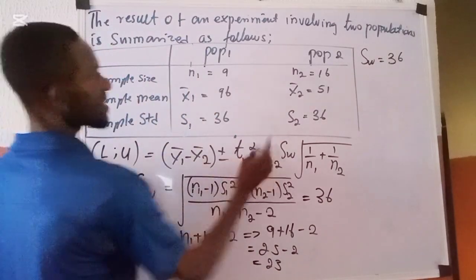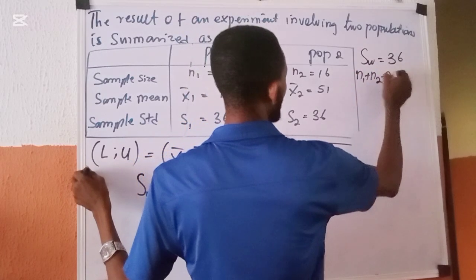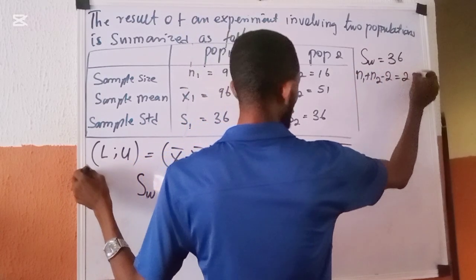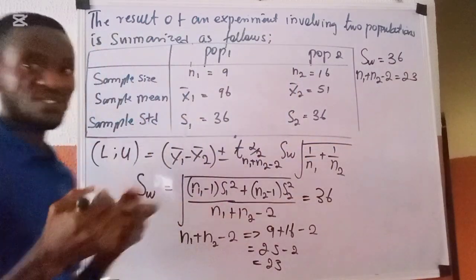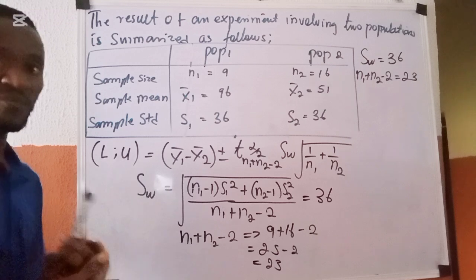So I have known that my N1 plus N2 minus 2 is going to give me 20 plus 3, which equals 23. So I will now come here and begin to do my thing.